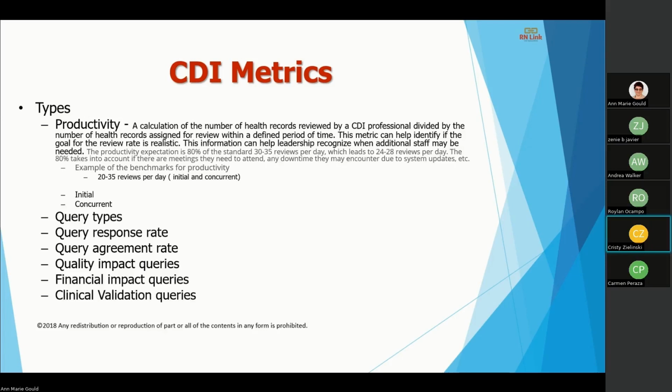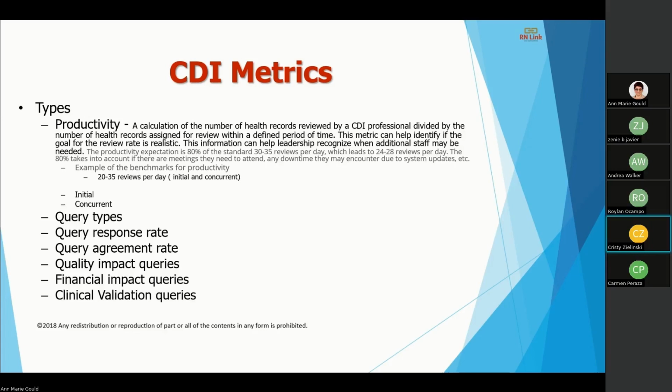Some facilities don't even have a benchmark for how many queries you send, because like Anne-Marie said, you could send as many as you want, but it's not quality, so it's useless because you're just trying to reach the benchmark.